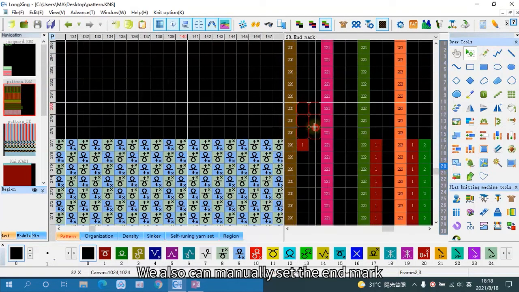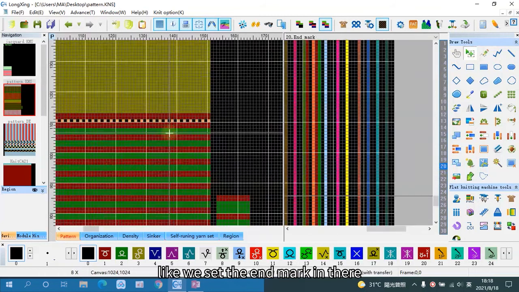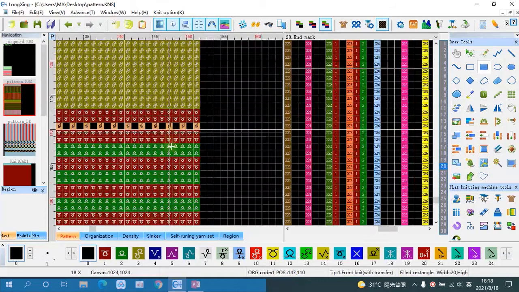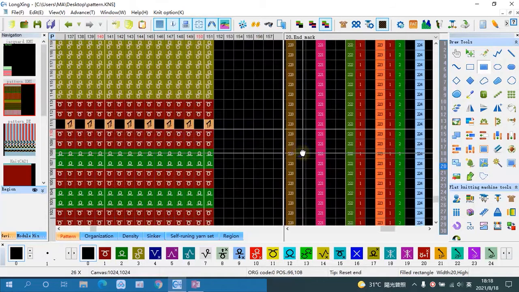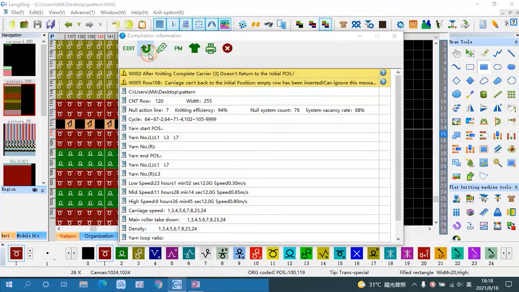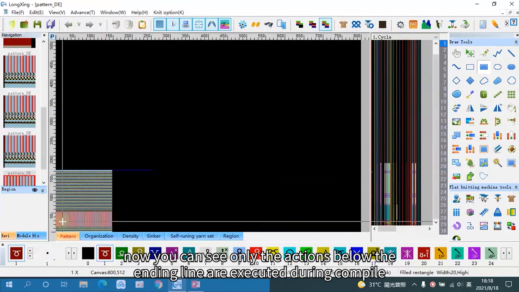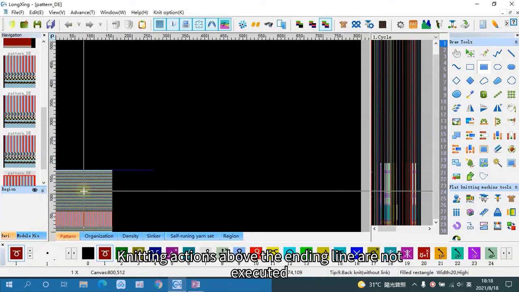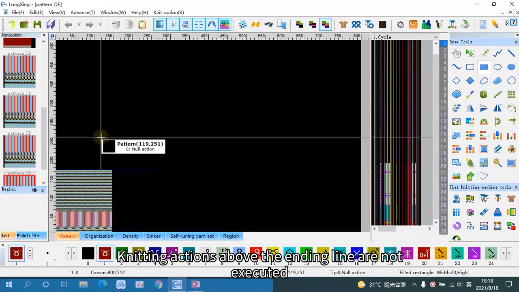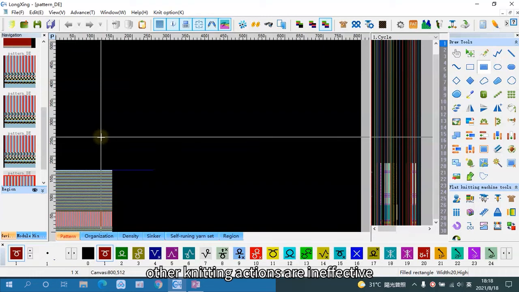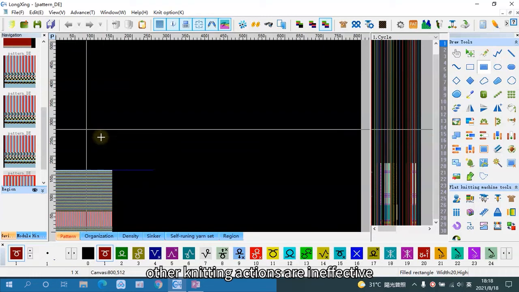We also can manually set the end mark, like we set the end mark in there. Then compare. Now you can see only the actions below the ending line are executed during compare. Knitting actions above the ending line are not executed. Only the small package image can be identified on the ending line. Other knitting actions are ineffective.